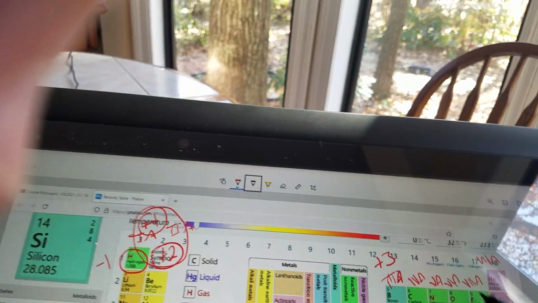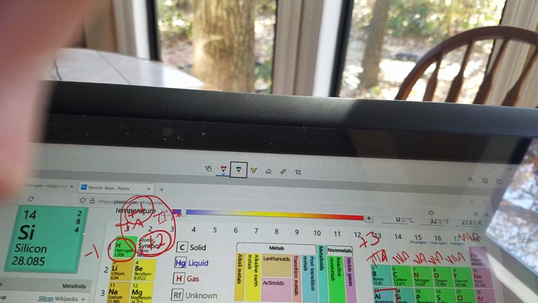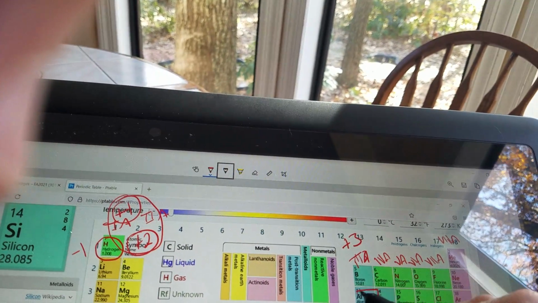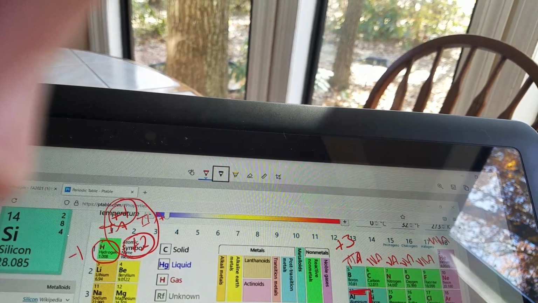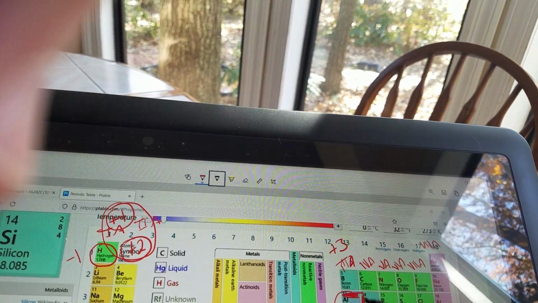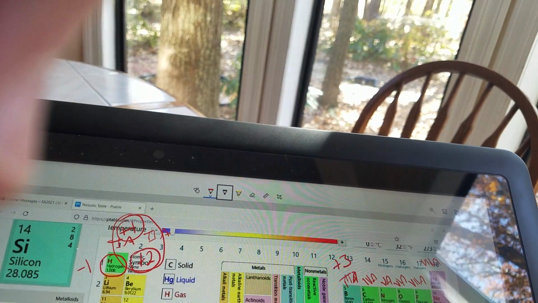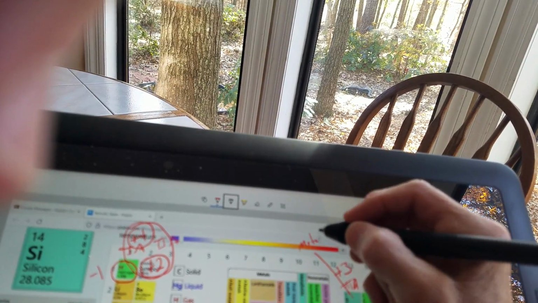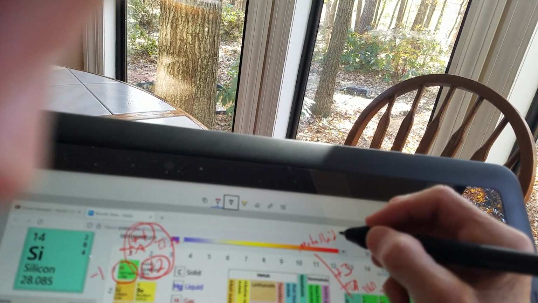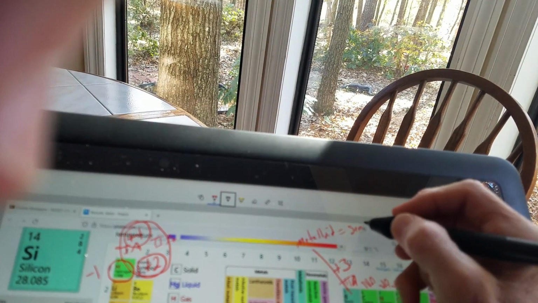This separates the nonmetals over here from the metals over here, and basically anything that's touching this entire line, with the exception of aluminum, is what we refer to as a metalloid, or some books will call them semimetals.